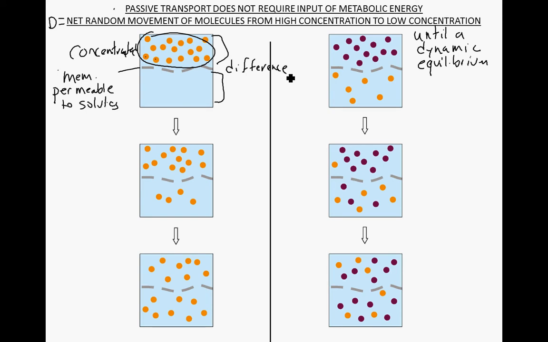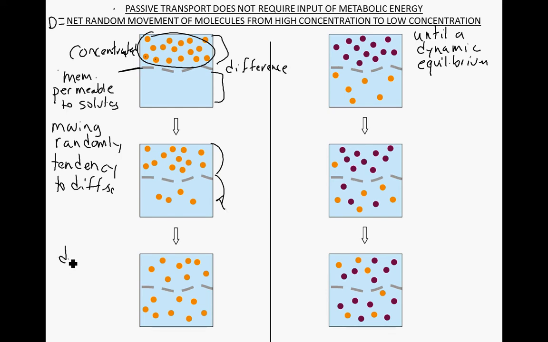And the tendency will be for those solutes in that solution that are moving randomly, as all molecules are, in continuous movement. As they are moving randomly, the tendency will be for them to then diffuse. Now, as long as this membrane is permeable, these molecules are going to diffuse from an area of higher concentration to an area of lower concentration until down here there's a dynamic equilibrium.